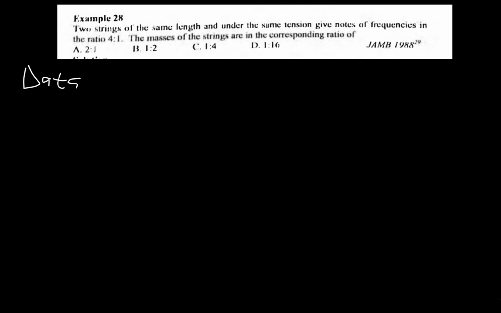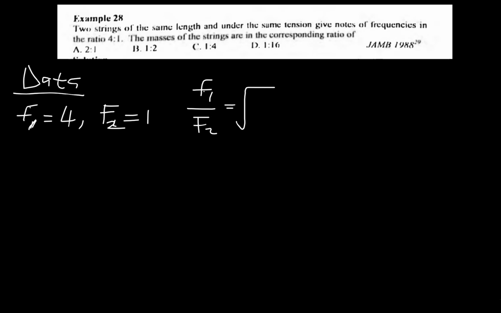So this would be data. The ratios of the frequency is frequency 1 is 4, and also frequency 2 is 1. Now here's what to make use of. F1 over F2 equals the square root of M2 over M1.